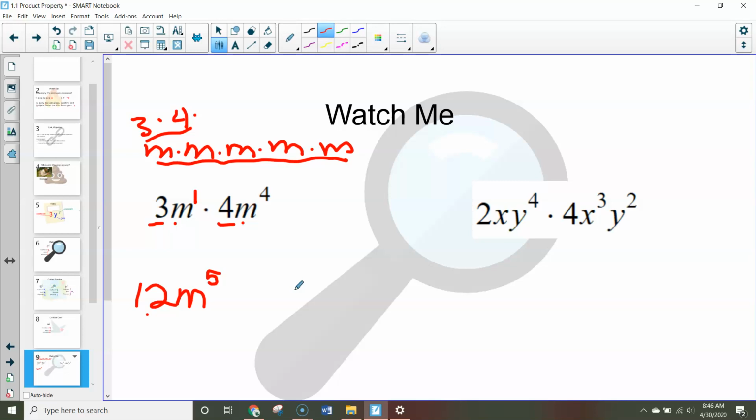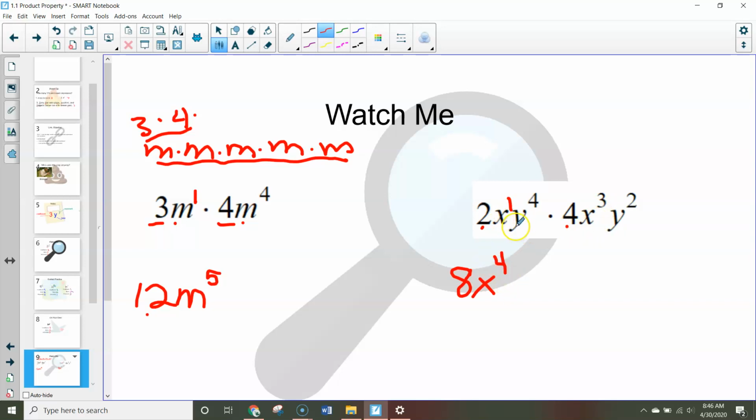Okay, let's look at this next one. So first I multiply my coefficients. 2 times 4, that gives me 8. Then I write my first base. The first base I have is x. Okay, so if there's no number here, it's a 1. So I've got a 1 here and a 3 here. So 1 plus 3, I'm only looking at the exponents that have a base of x, is 4.